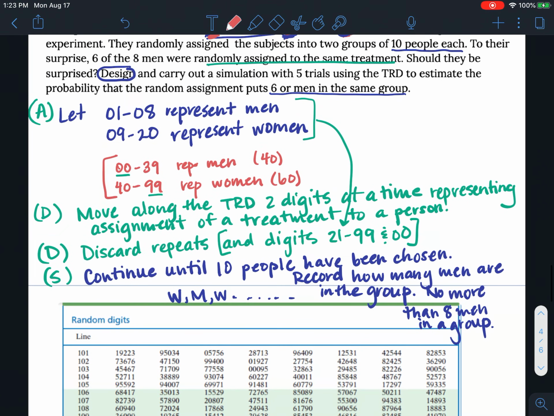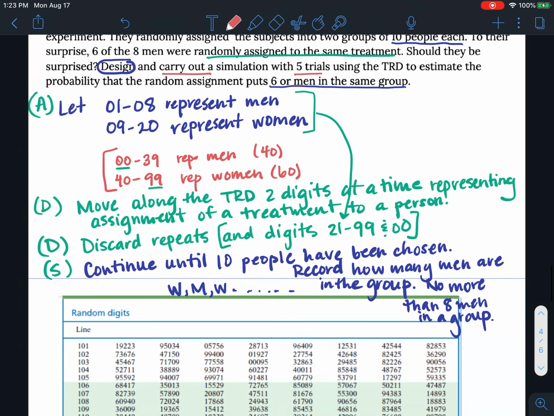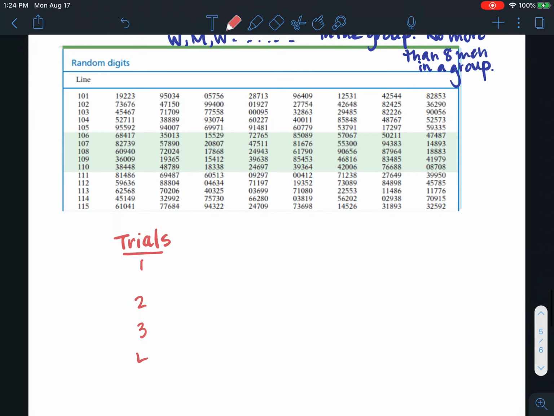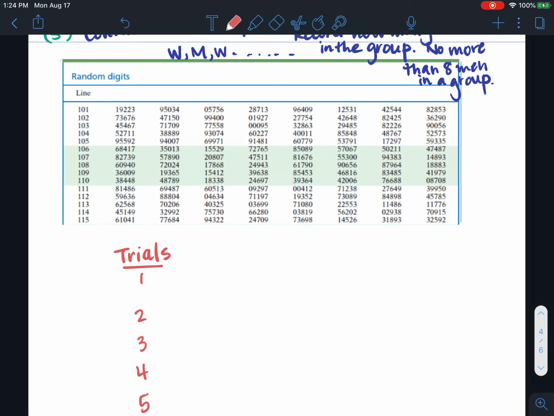All right, so if you were asked to carry out a simulation with 5 trials, I would recommend setting up a little table, just like we did in class today. So I would say, there will be 5 trials. And I would keep track of my selections, and then my response variable at the end, the number of men.